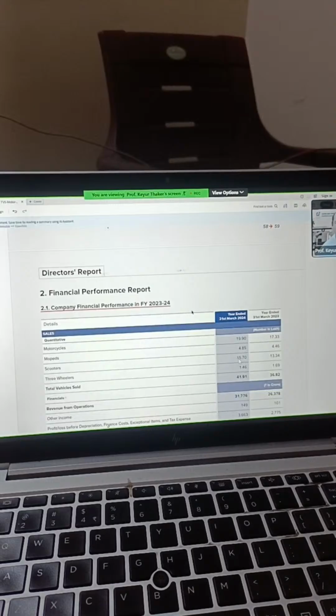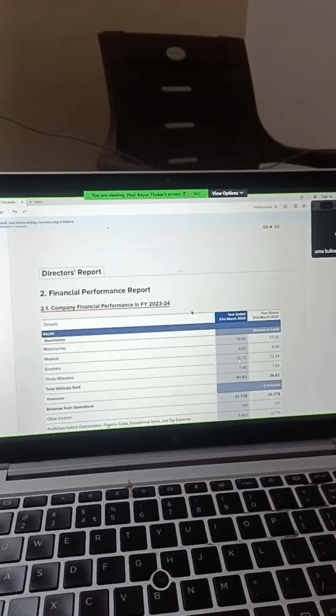So if you have any questions... I think deferred tax liability, someone had asked, and I did not answer that. Can you elaborate further on deferred tax?